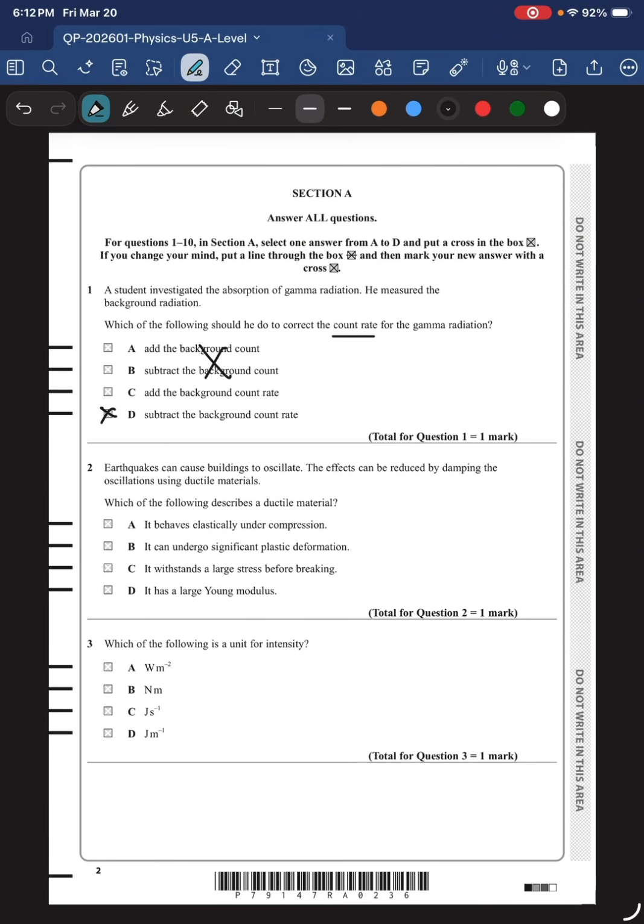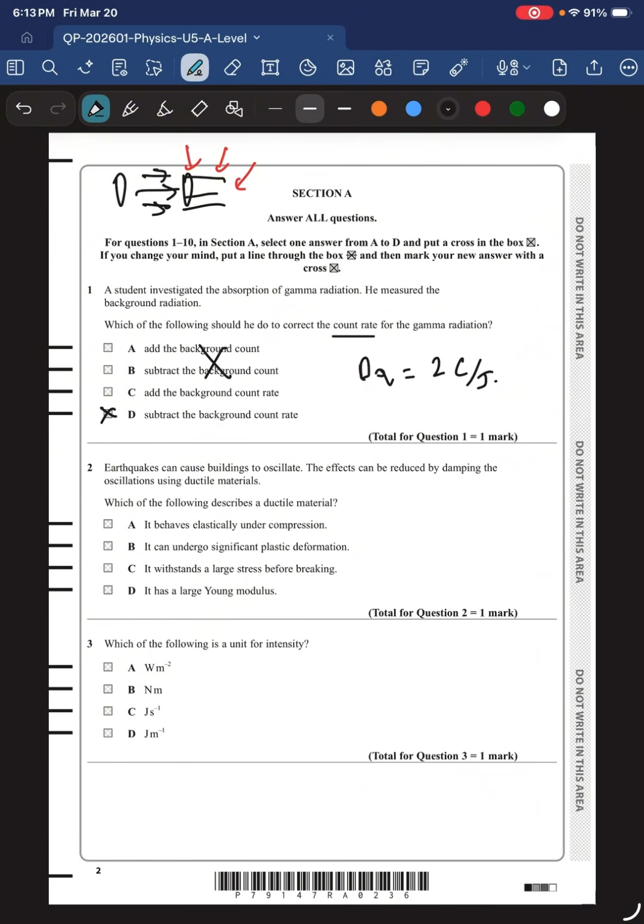So option D. What this means is that let's say you have a source and a counter that receives the radiation from the source. Then the counter also receives the radiation from the atmosphere, from the background. So you have to subtract that. And count rate means becquerels. A becquerel is 1 count per second.